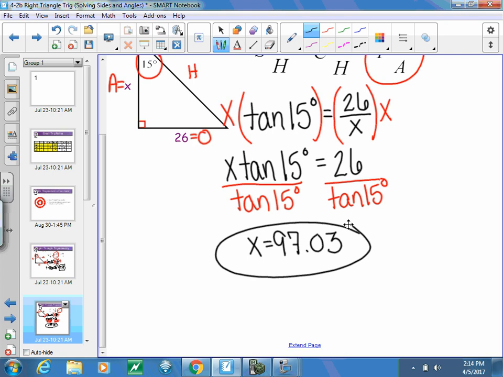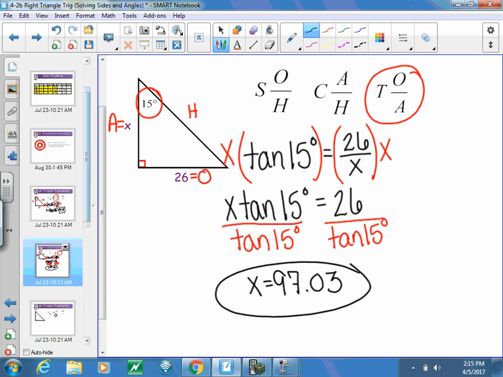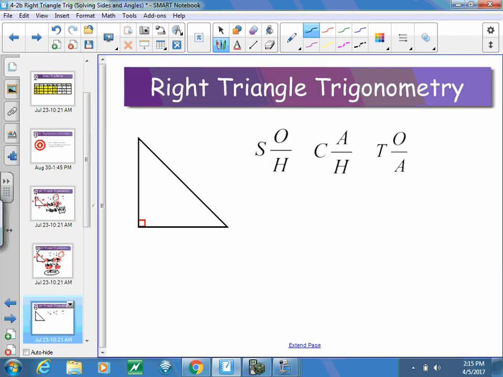So here we're just setting it up, figuring out if we're going to use sine, cosine, or tangent based off of the given information. I'll do one more example. So again, here's a right triangle. This one I left blank. I'm going to go ahead and put an angle down here of 19 degrees. And we'll say that the hypotenuse is 13, and we want to find x over here.